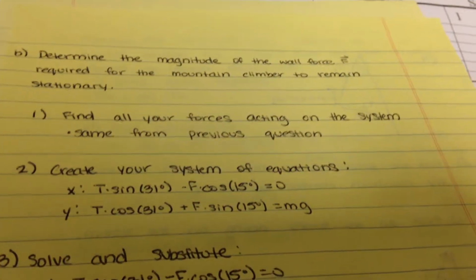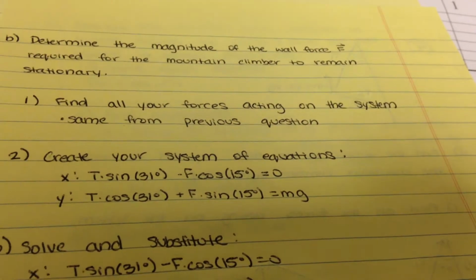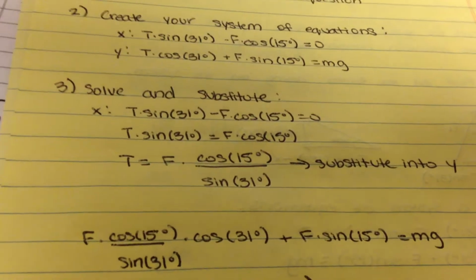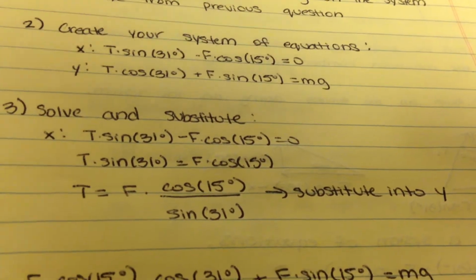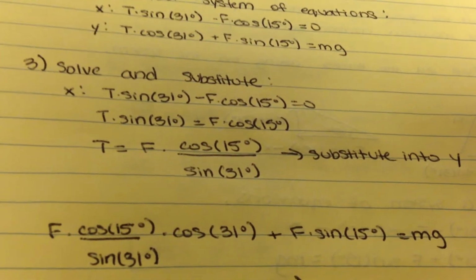And we have to find the value of the force required for the mountain climber to remain stationary. So the first part is, again, find the forces acting upon the system, which is the same as for the previous question, and then you have to create the same system of equations, and then you solve and substitute, but this time we're solving for F. So again, you can start with the x component, equate the values, and then solve for T.